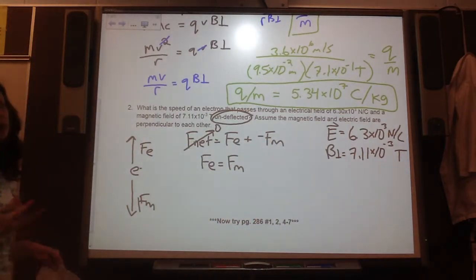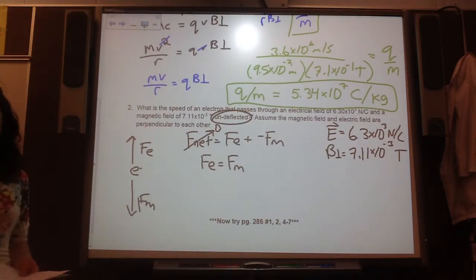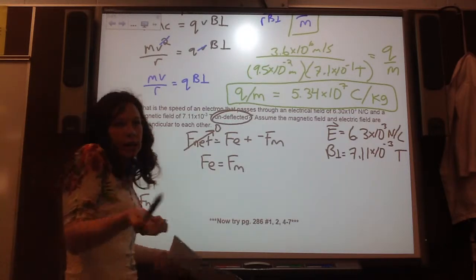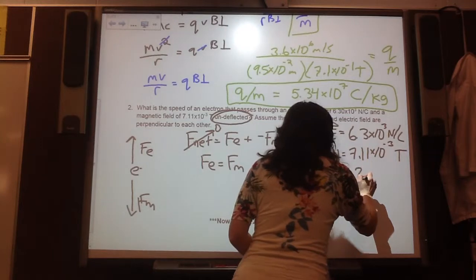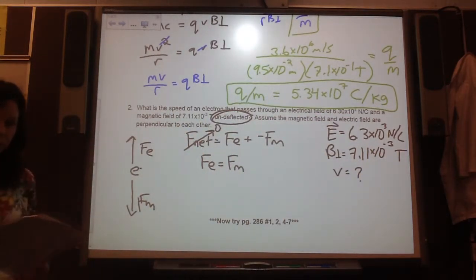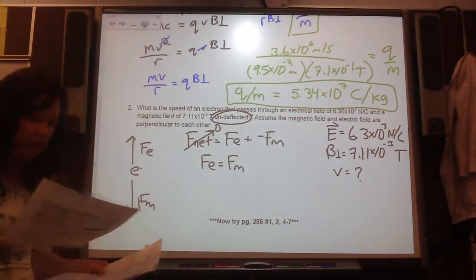So I want to expand Fe and Fm so that they include those variables, as well as the speed. That's what I'm trying to find out. I'm trying to find out speed. So I need formulas that will include these variables. So let's check out what we have for Fe.